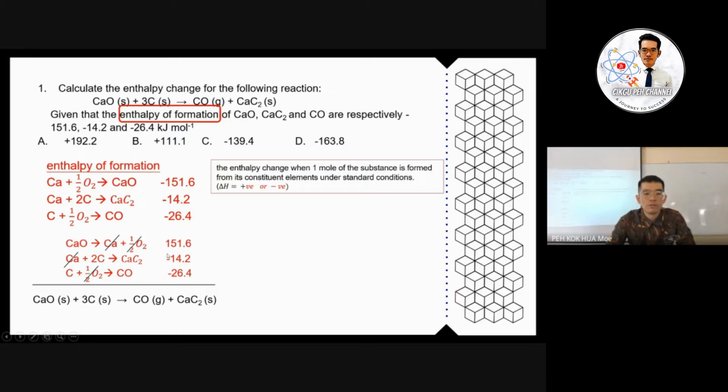So from here, we just need to add all the enthalpies. We get the answer 111. So the answer here is B.